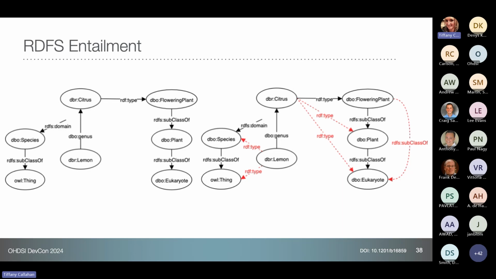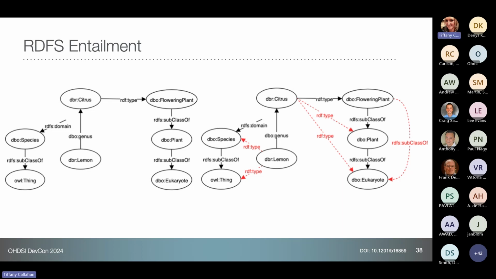RDF vocabulary and semantics only go so far, though, even with entailment. And luckily, there are 2 other features of the semantic web that we have access to, like ontologies and description logic, which extend this further.